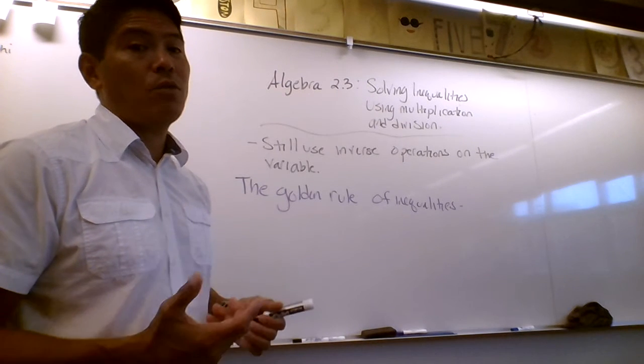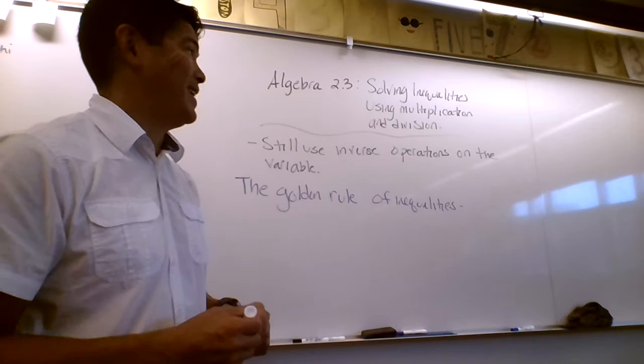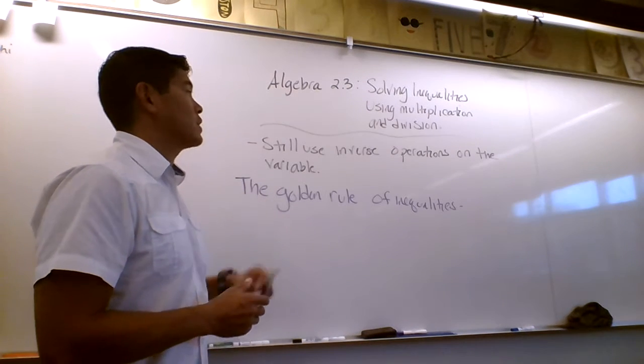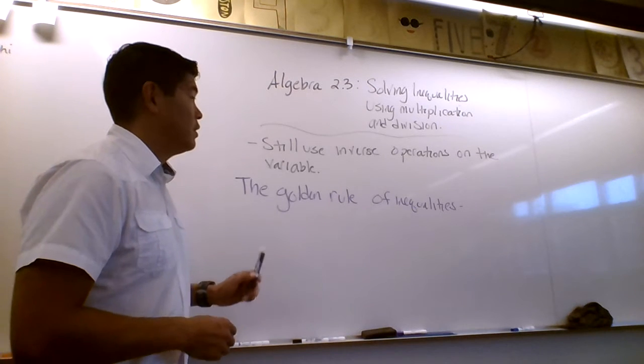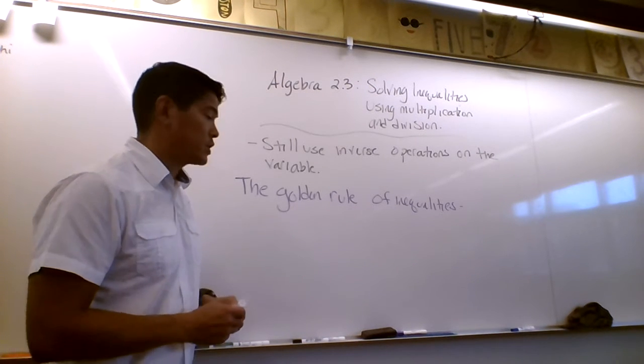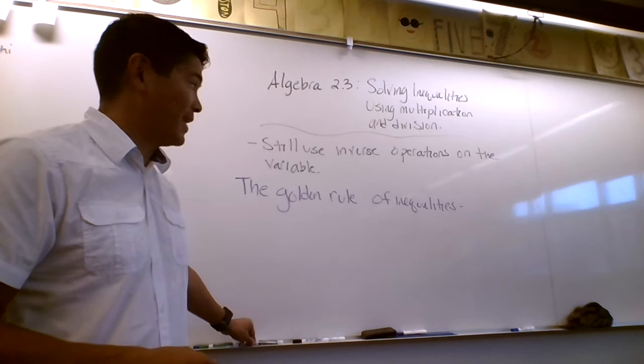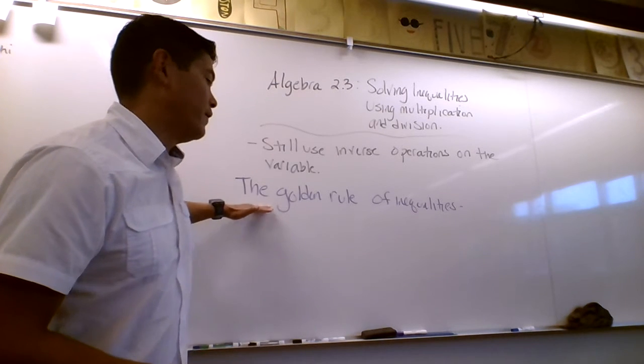So solving an inequality, like I mentioned before, is like solving an equation. You still want to use inverse operations on the variable in order to isolate or solve for the variable. But there's one major difference between solving an inequality and solving an equation. I call it the golden rule of inequalities.